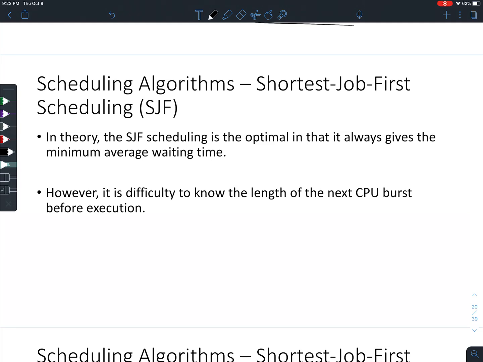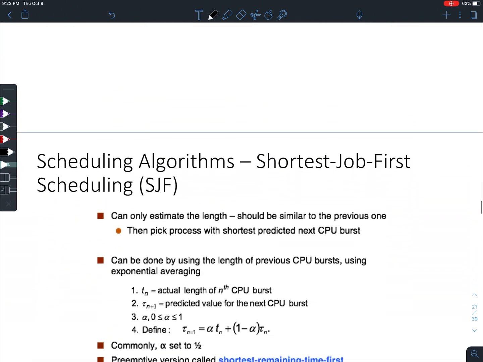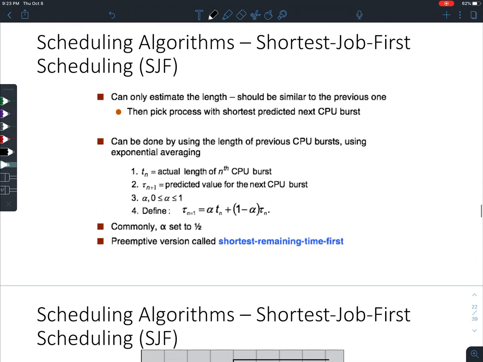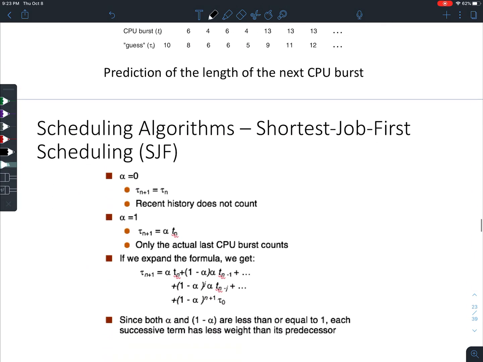So this is really a chicken and egg problem. Without executing a process, you don't know how long it is, and without the knowledge of how long it is going to execute, the shortest job first scheduling algorithm is not going to be able to work. So this is why in practice no one uses this algorithm, because we don't have the knowledge of the CPU burst time of a process.